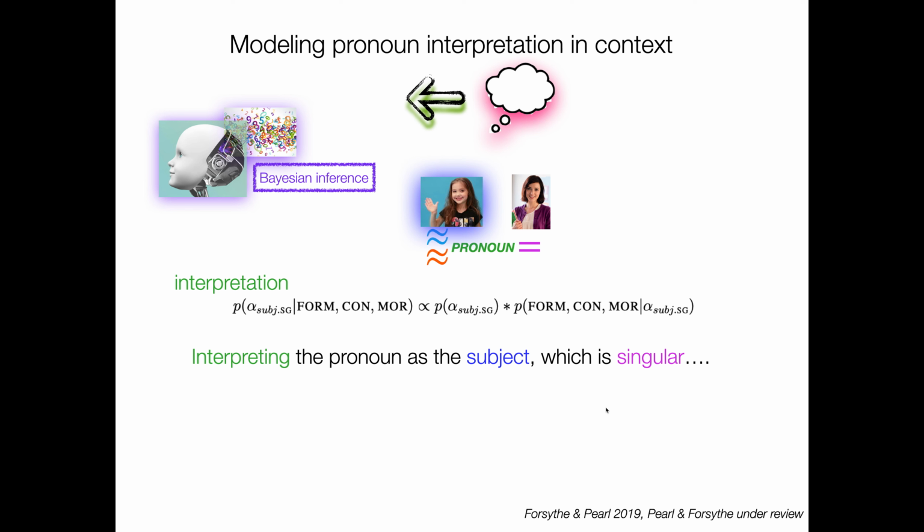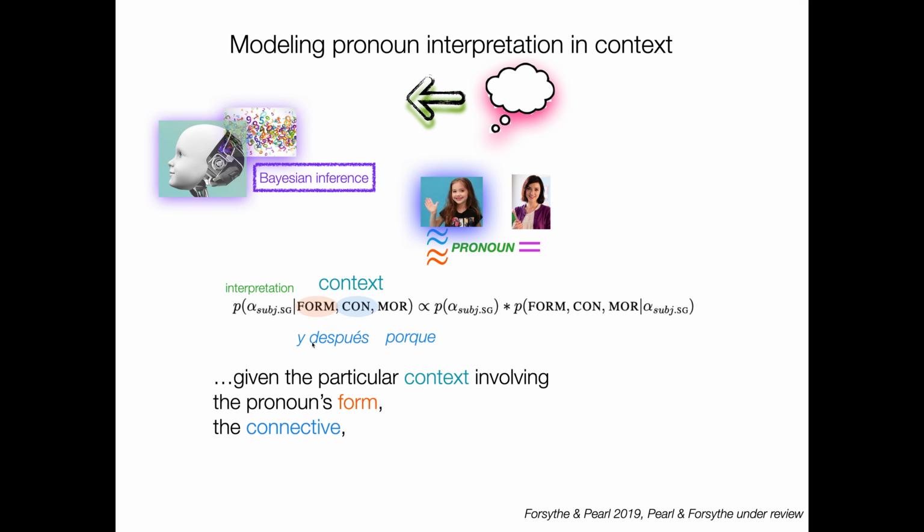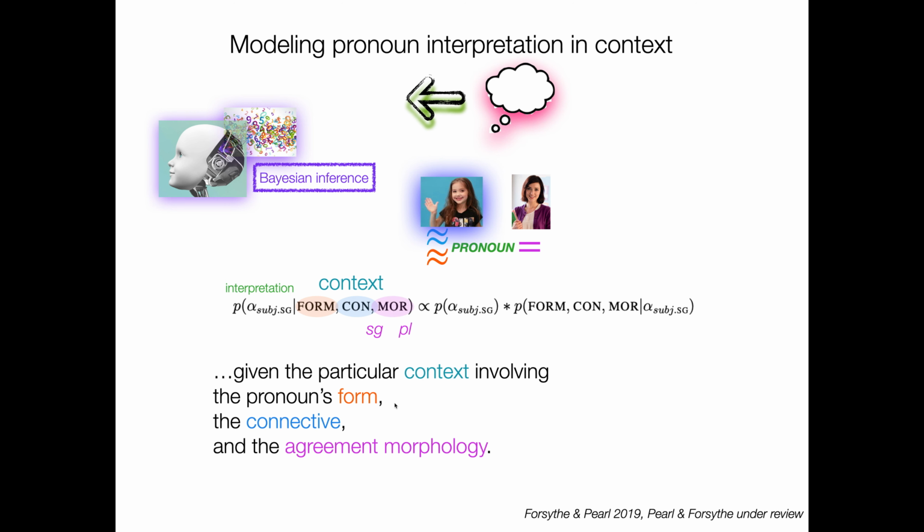Let's talk now about some model specifics. What the modeled listener is trying to calculate really is the probability of any particular interpretation, for instance, interpreting the pronoun as the subject, which is singular, given the context. Given the particular context involving the pronoun's form, whether it's null or overt, the particular connective that's used, either pues or porque in this case, and the morphology that's present, the singular or plural agreement morphology, right?